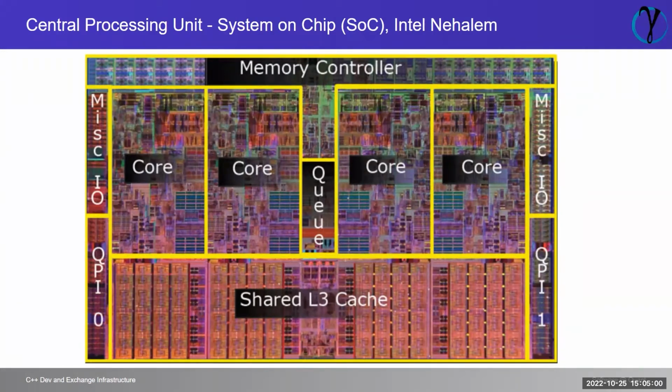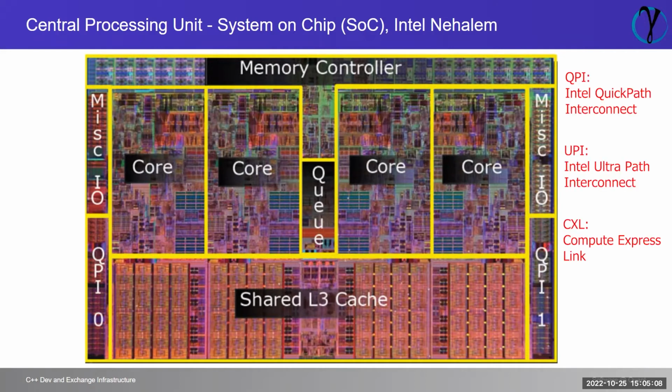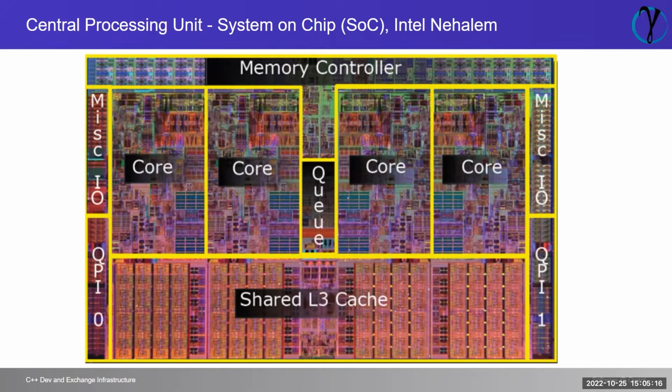And then you have QPI 0, QPI 1. That's probably for talking to different CPUs. They use QPI. It's now called UPI interconnect, like Ultra Path something. And then there's a new one that's coming out, CXL or something, but you don't have to worry about that. And then MISC IO, I guess they just put some, probably just PCIe there, right?